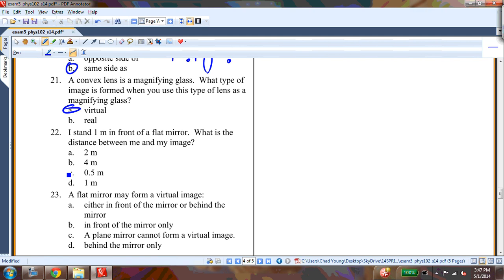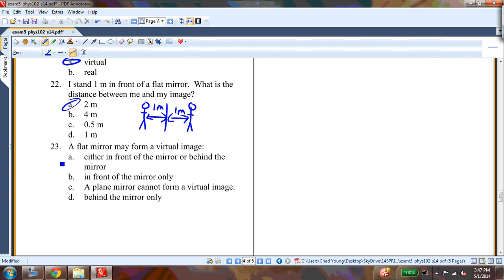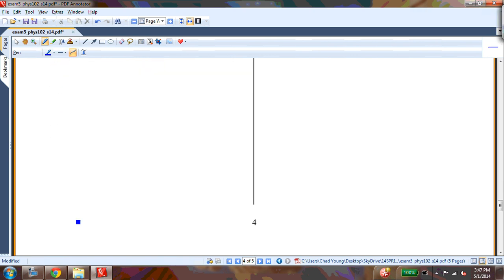You stand 1 meter in front of a flat mirror. What is the distance between me and my image? All right, well, here's me. This is 1 meter. My image is also 1 meter. And so I stand 2 meters from my image. A flat mirror may form a virtual image only behind the mirror. That's the end.